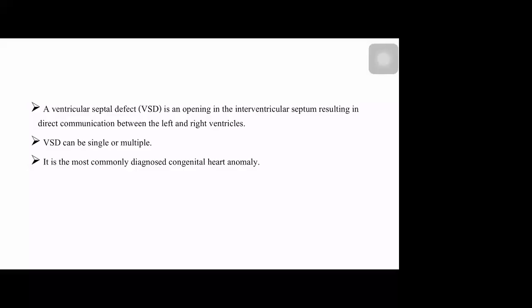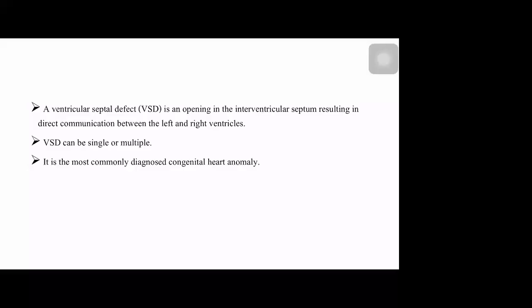The anesthesia management, per se, is not very much different. But apart from the anesthesia management, the other perspectives of VSD, starting from embryology to pathophysiology, investigation, and the echo findings, are very important.